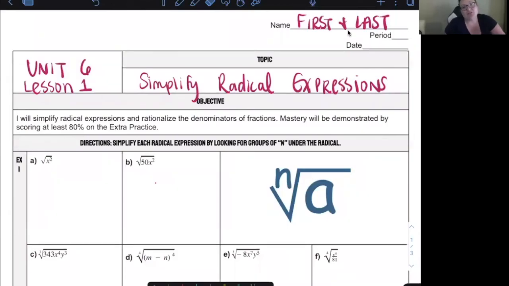Today we're going to be starting Unit 6, Lesson 1. Don't forget to put your first and last name, period, and the date in the upper right-hand corner of your paper. Our topic for today is simplifying radical expressions.